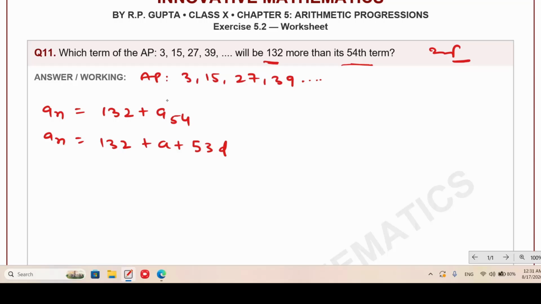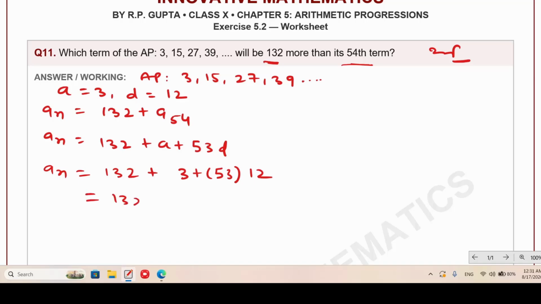Here you can say that A is equal to 3 and D is equal to 15 minus 3, which is 12. So An is equal to 132 plus A, which is 3, plus 53 into D, which is 12. So 132 plus 3 plus 636. So 132 plus 639, which is 771.